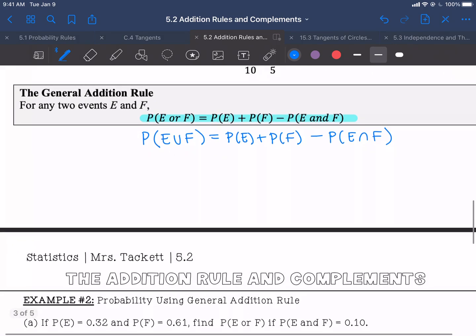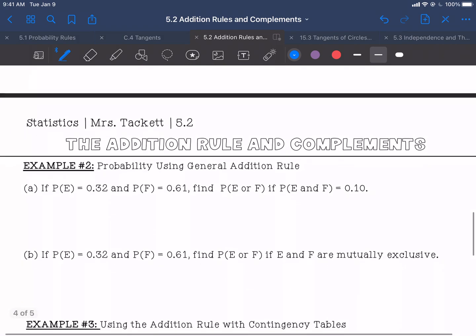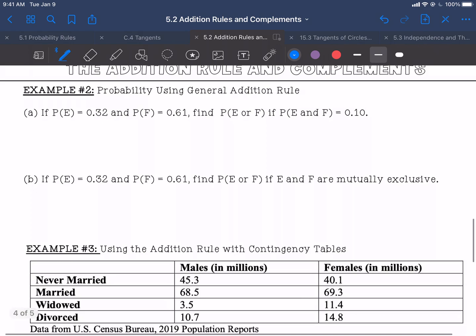All right, so example 2 here. If the probability of E is 0.32 and the probability of F is 0.61, find the probability of E or F if the probability of E and F is 0.10. Okay, so notice there is a difference between or and and.